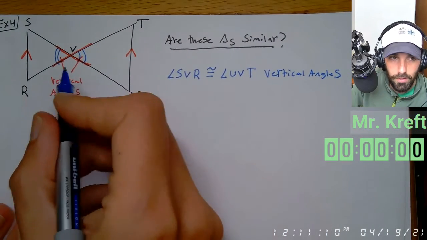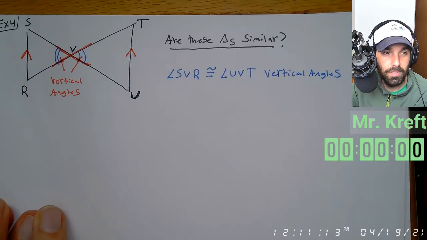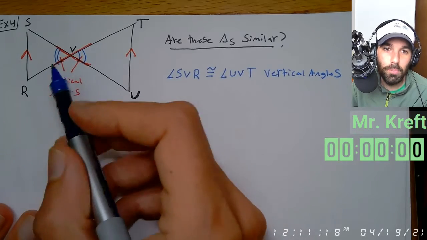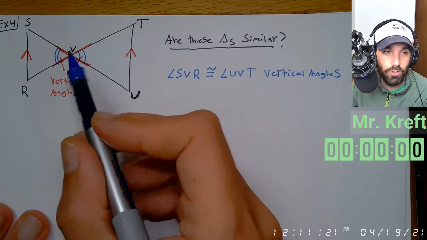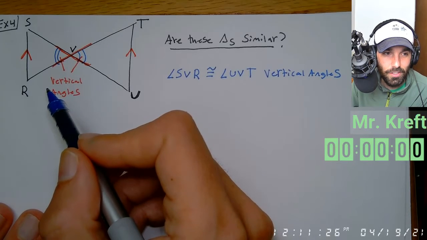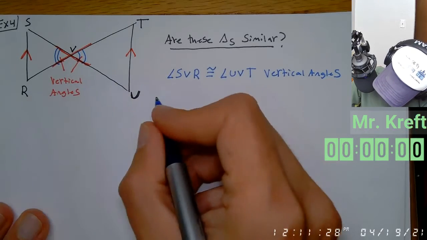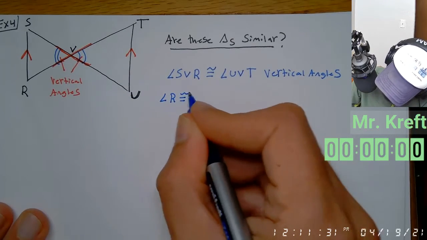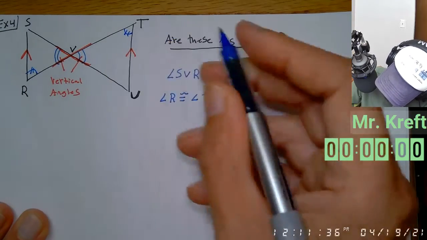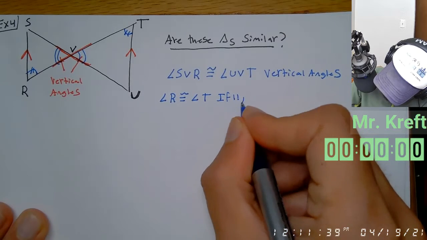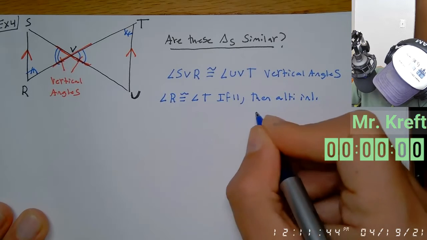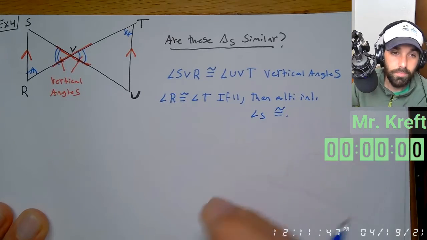Okay, they're vertical angles. So I got a pair of congruent angles right here. And then with parallel lines, right? If parallel lines, what was the property that we were using with congruent triangles? Yeah. Alternate interior, right? So, for example, angle R would be congruent with angle T, right? So like this. Because if parallel lines, then alternate interior angles are congruent.